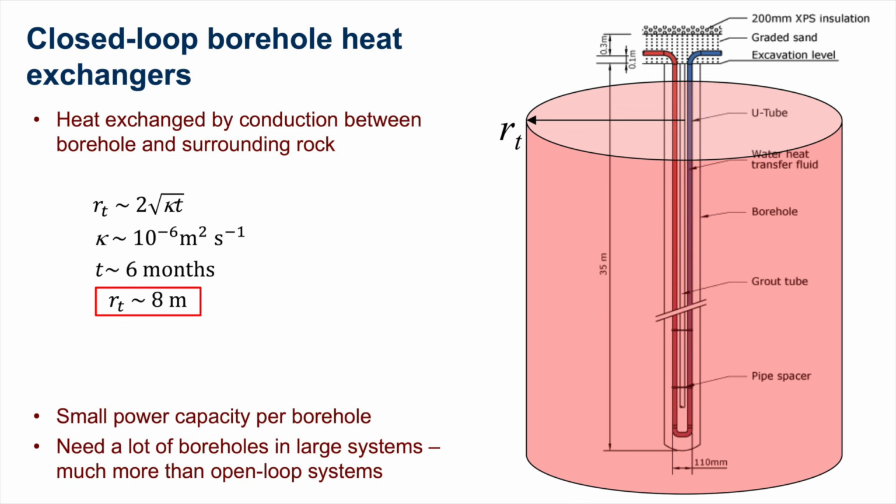We can do that by assuming it's conductive and again assuming heating for about 6 months. And it turns out that we only get about 8 metres away from the well. So remember, for our open loop borehole, it was 50 metres. It's dropped right down to 8 metres if we have a closed loop well. What that means is that we have a much smaller power capacity for each closed loop well, which means we need lots of wells to do closed loop. So open loop, we can use a small number of wells. Closed loop, we need lots and lots of wells to get sufficient heat or cool out of the ground.